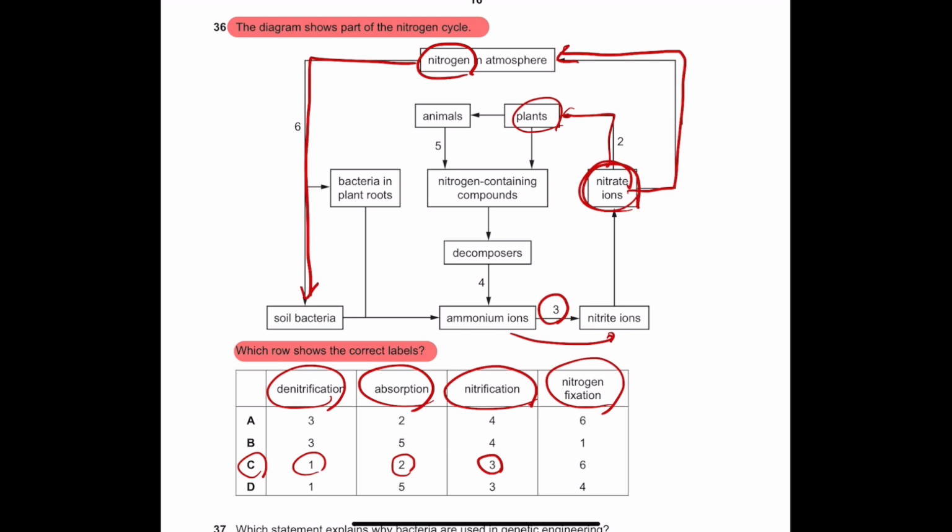proteins. Actually, I mean, it doesn't actually get converted into proteins straight away. It gets changed into nitrates first, and then it is used to make amino acids and then proteins, and then become part of the nitrogen in plants. Nitrogen fixation usually refers to the conversion of nitrogen to nitrates. So the answer is C.